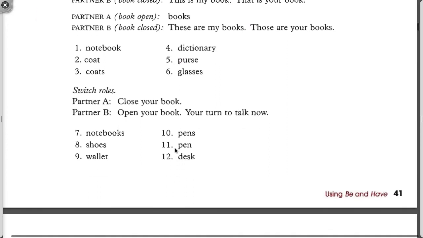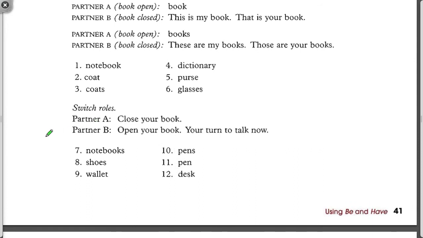Then you change roles. And here, these are my notebooks. Those are her notebooks. These are his shoes. Those are her shoes. So try to use everything, not just I and my. Try to use her, his, hers. Okay, that would be hers. Try to use ours, theirs, yours. Try to use all of the pronouns, okay?